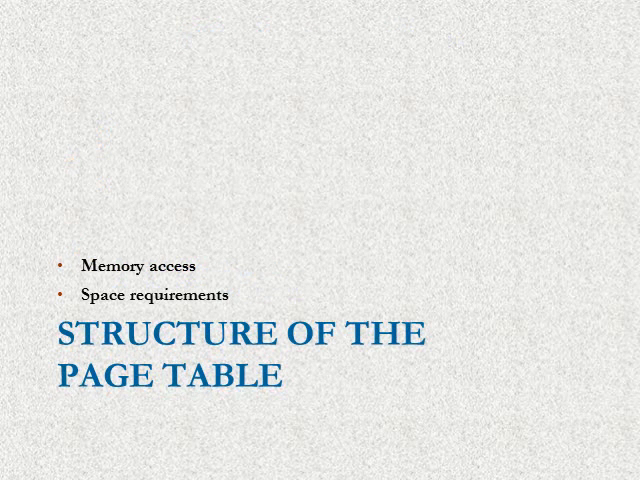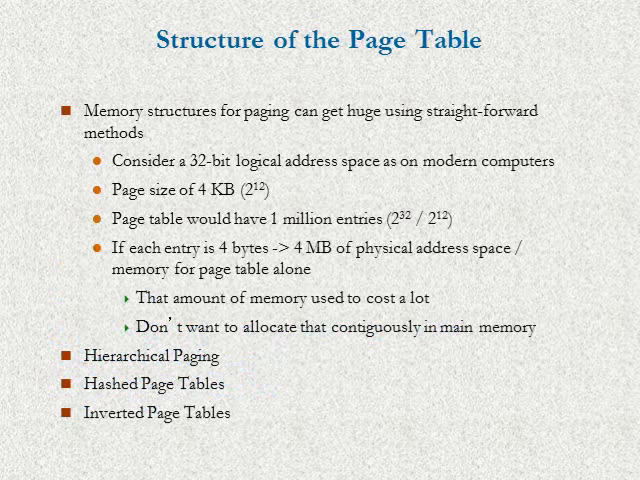When we are implementing the page table, we have to face several challenges in terms of memory access as well as the space required to store one page table in the main memory. So to address these challenges, we optimize the structure of the page table, and in this we will discuss hierarchical page tables, hashed page tables, and inverted page tables. So let's discuss the general structure of the page table before we move on.